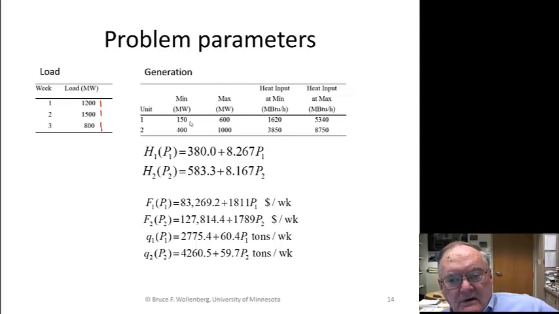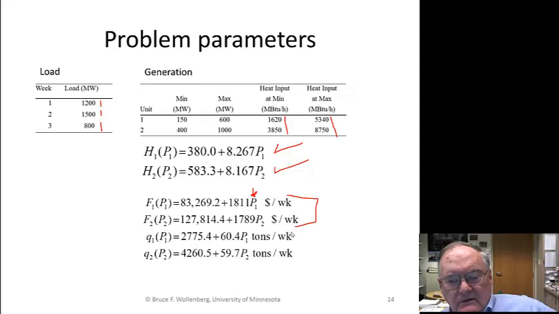Here are the generators. Unit number one can go up to 600, number two can go to 1,000. Here's my linear heat rate, and my heat input at max. So that translates to some linear functions for the H function. And there is the dollars per week as a function of P. See, it's a linear function for each generator.